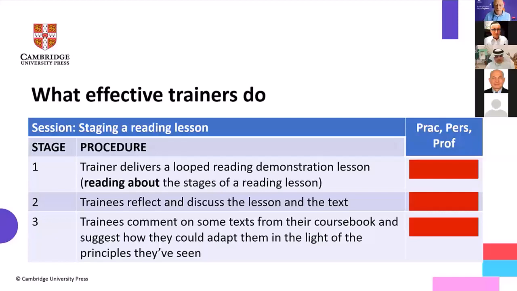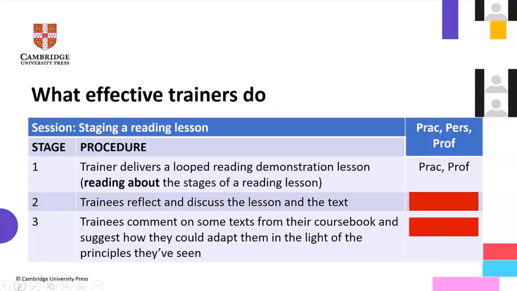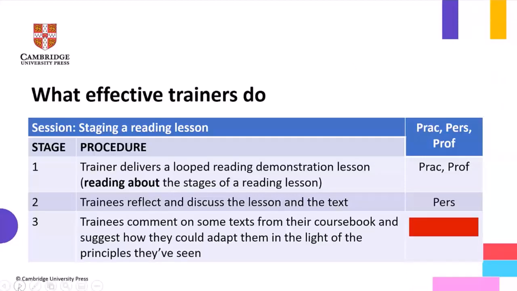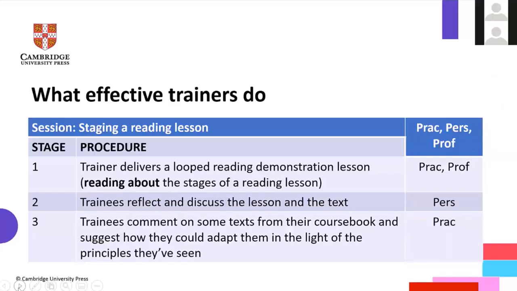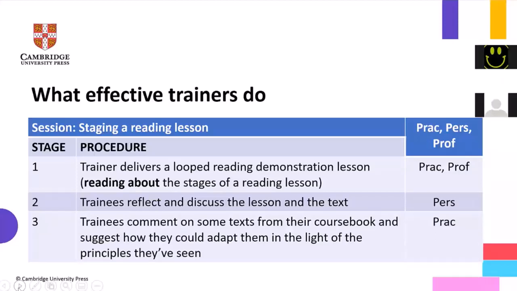input into your sessions. So this is a lovely example of both practical, because the teachers are actually doing something. They're doing a reading task, but at the same time, they're learning about reading. And this is where the professional aspect comes in. So two birds with one stone in stage one. And then we want the trainees to reflect. Hopefully now you don't need to think very much. You'll know that that's very personal. And then finally, trainees comment. So we have another opportunity for practical.